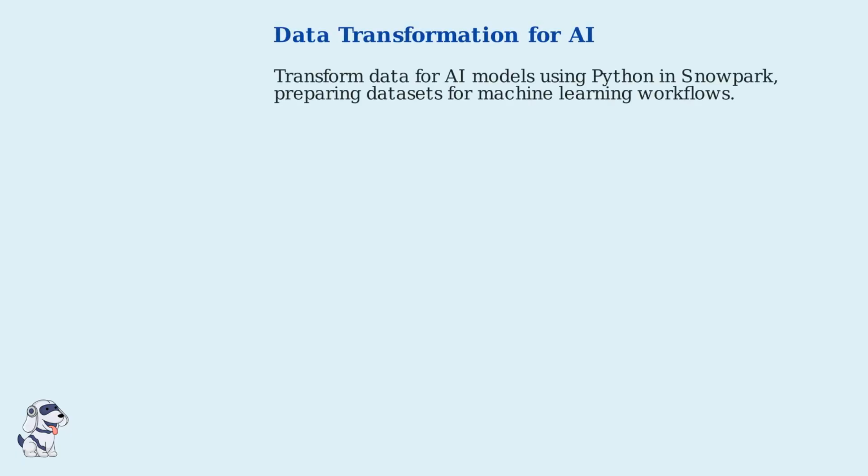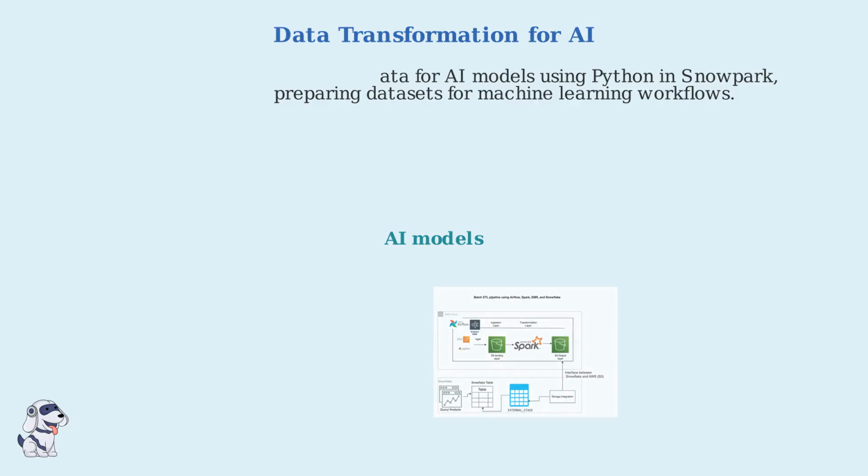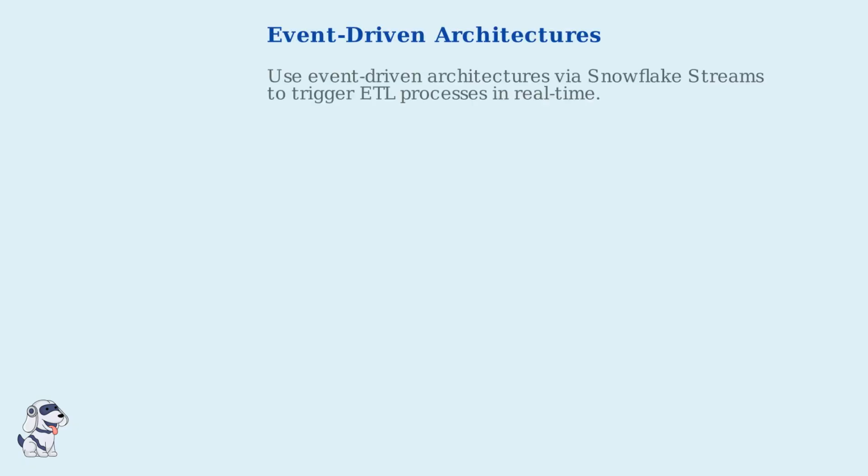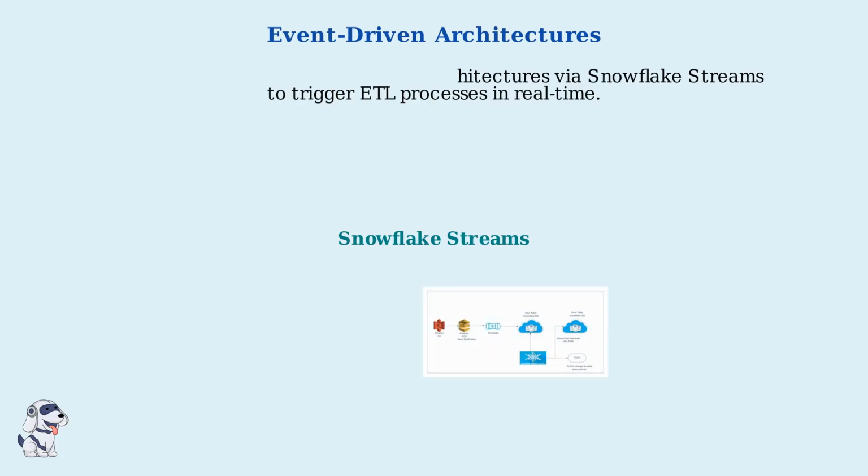You can transform data for AI models, using Python in Snowpark to prepare data sets for machine learning workflows within the data warehouse, and use event-driven architectures via Snowflake streams to trigger ETL processes in real time, responding to data changes as they occur.